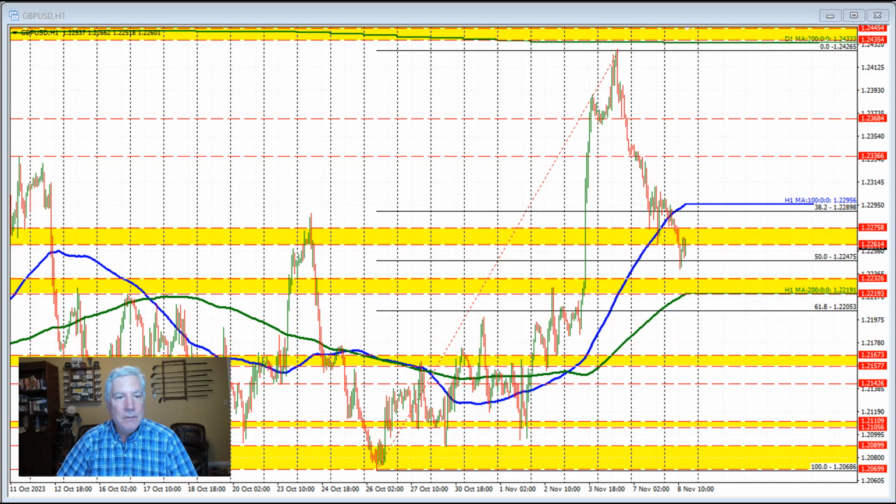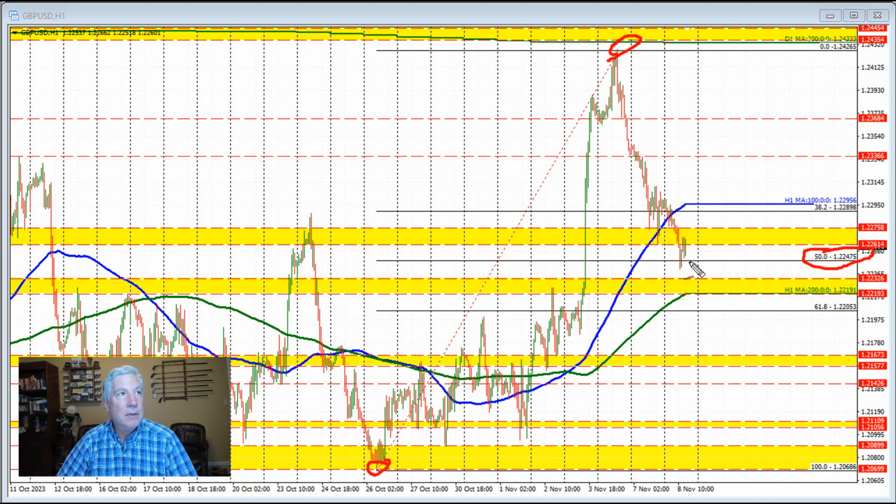On the downside, we do need to get and stay below the 50% retracement of the most recent move up from this low right here, October 26th, to the high price that we saw right through here. The level comes in at 122.47. We did try to move below that level, but could not extend further. That was the first try. We'll see if the second try does any better.